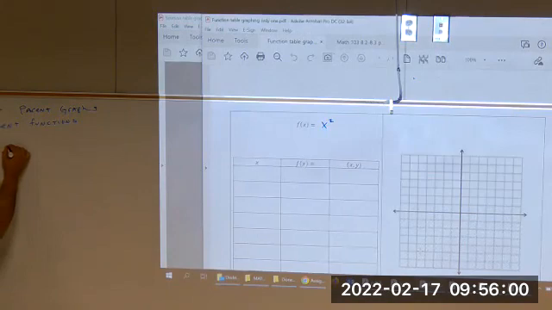y equals just simple x to the second. Just y equals x to the second. No a in front of it. Well, technically there is an a, but we'll get to that. No h inside of a parentheses. No k afterwards.